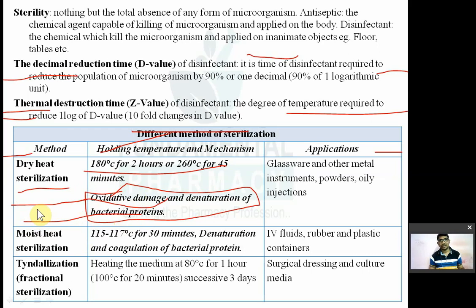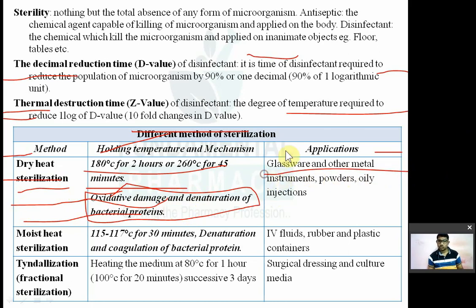या फिर आपको different methods देंगे, एक column में, दूसरे column में देंगे mechanism, बोलेंगे find the correct match और match the following type of method of sterilization with the respective mechanism. ठीक है, एक column में देंगे आपको methods, दूसरे column में देंगे temperature, ये mechanism. Remember, in case of dry heat sterilization, oxidative damage and denaturation of bacterial protein. Okay.